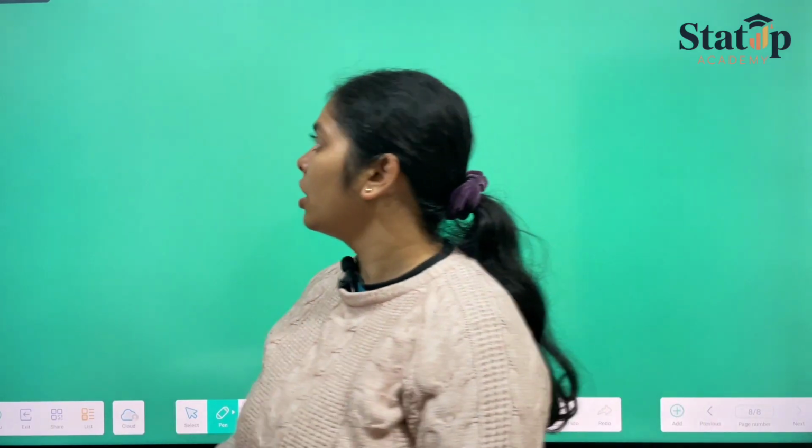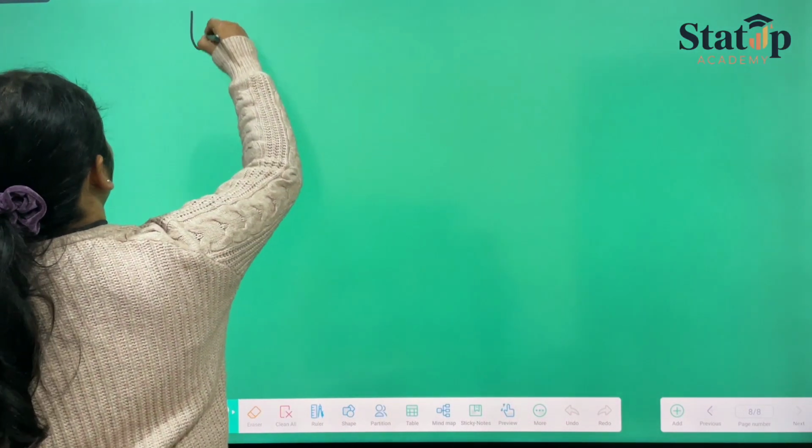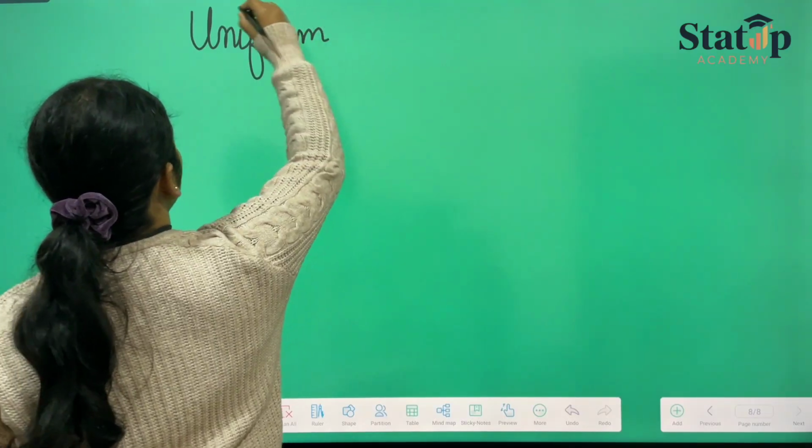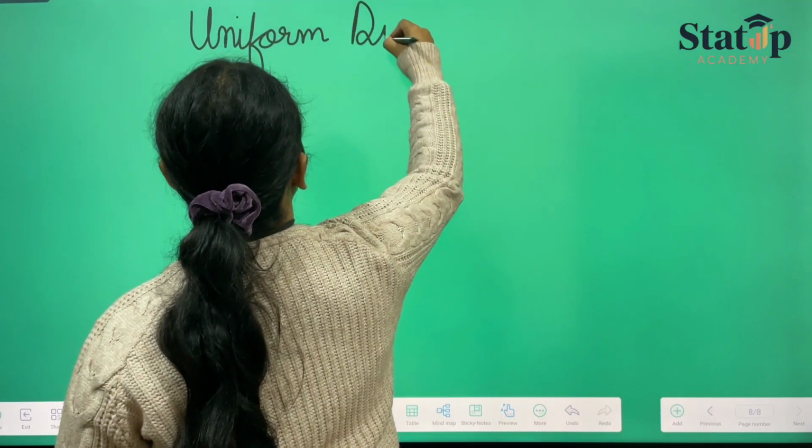In today's lecture, we'll move to another continuous distribution, which is uniform distribution. Now, this forms one of the basic distributions of our statistics, which is uniform distribution.